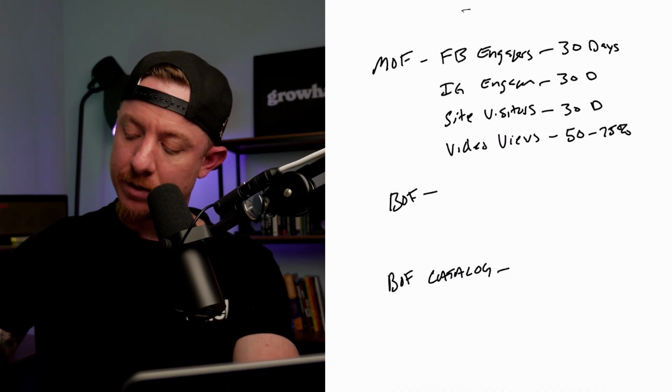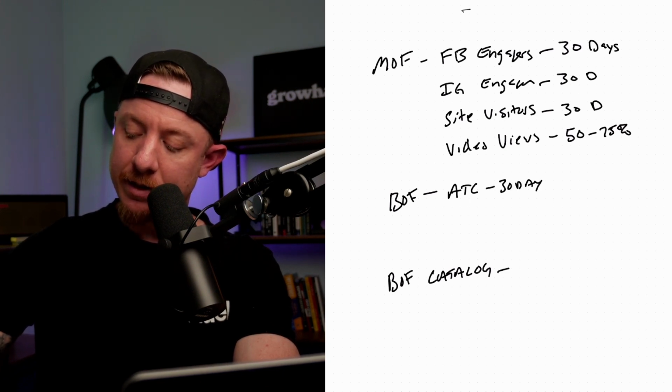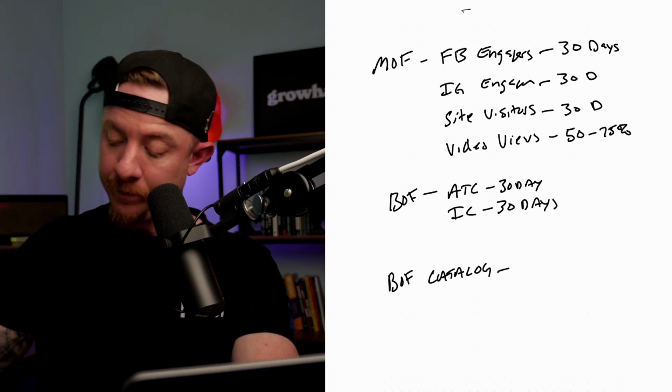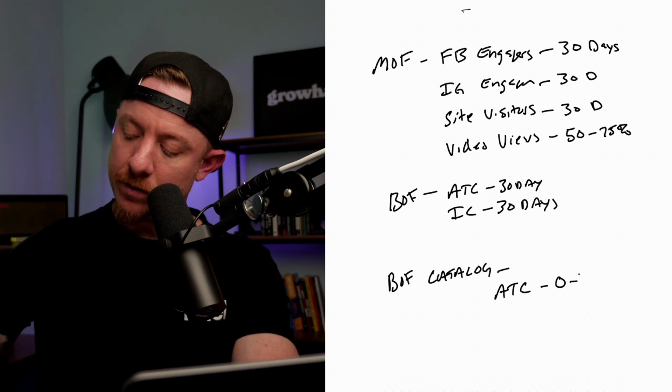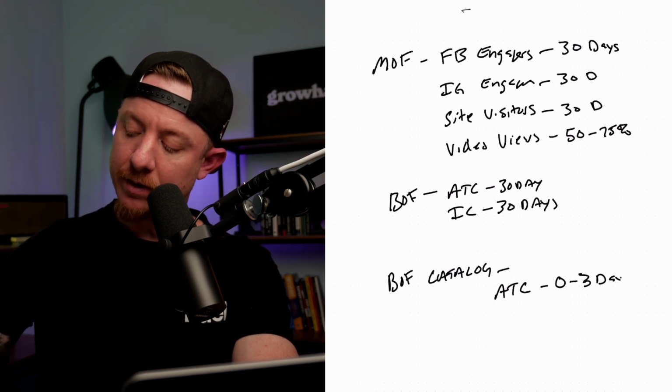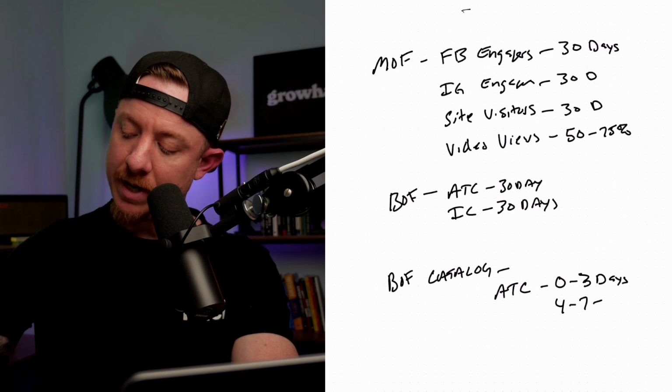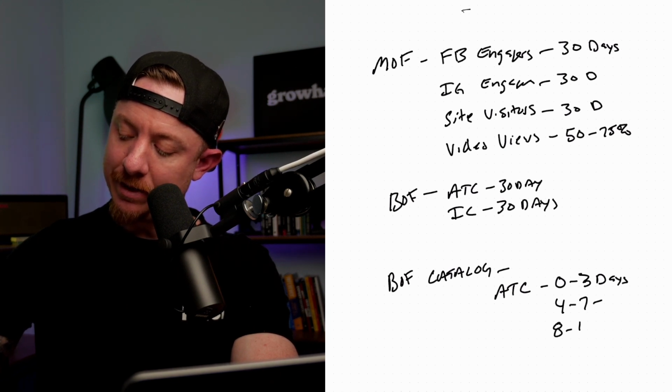And then bottom of funnel, and then bottom of funnel catalog. You want to create these audiences. Okay, so bottom of funnel, this would be add to cart, let's do 30 days. Initiate checkout, 30 days. And then bottom funnel catalog sales is going to be add to cart, 0 to 3 days, 4 to 7, 8 to 14, and then 15 to 30.